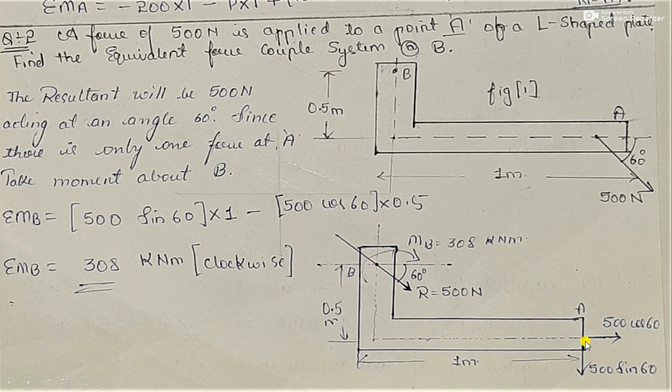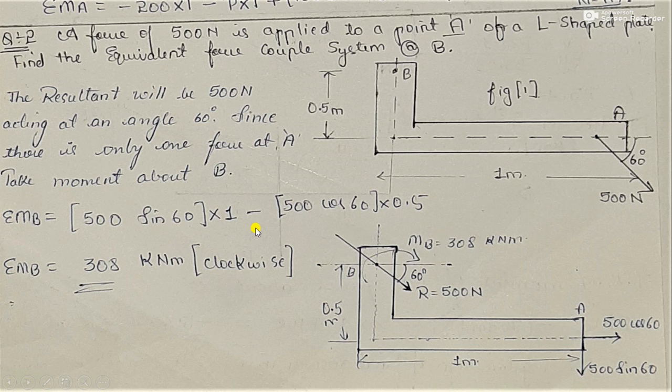So this 500, when it rotates about point B, how does it rotate? See the direction, it is rotating in clockwise direction about point B. So 500 sine 60 into 1. This is the distance it is going to make with the point B. When you take this line of action, 500 sine 60 will be the perpendicular distance from point B. Now you can consider this point B acting as here. So this will be the perpendicular distance which 500 sine 60 will be making with the point B.